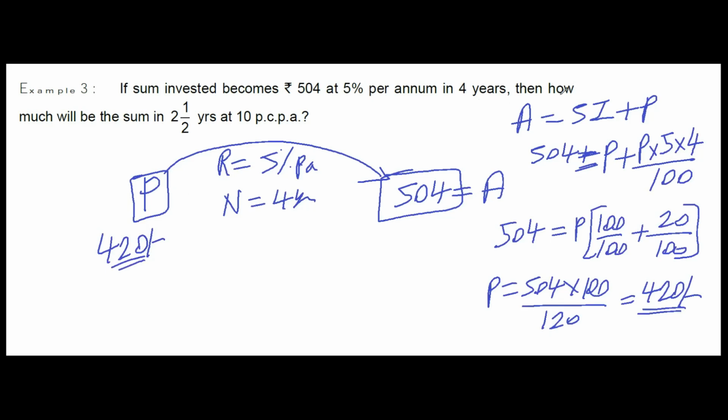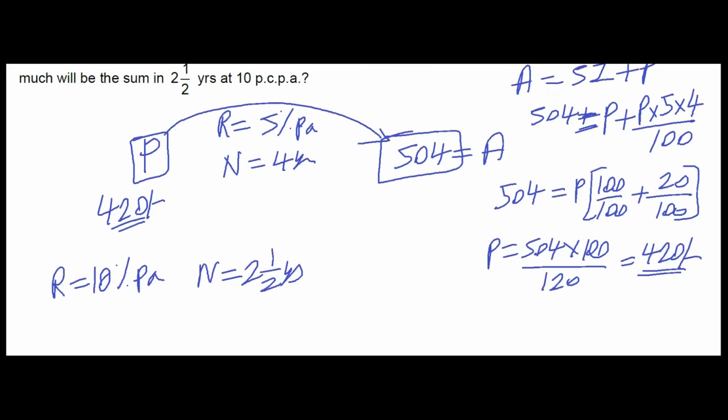Now what is the next statement? How much will be the sum in 2.5 years? So your rate is at 10% per annum. So your rate is increased now. Now it is 10% per annum, and the time is 2.5 years. Okay, now what you need to find, how much will be the sum.